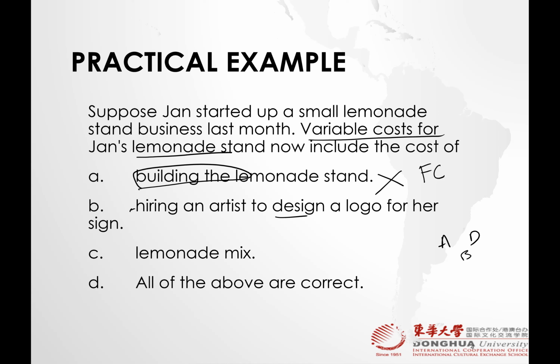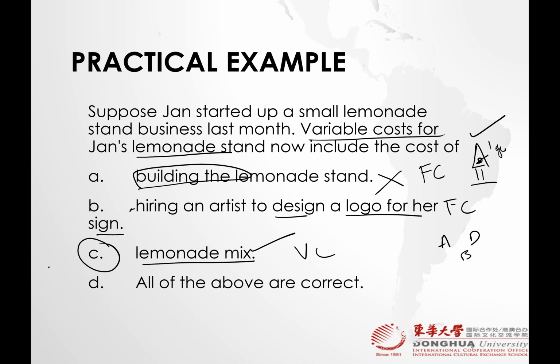Hiring an artist to design a logo for her sign. Is this a one-time cost or an every-time cost? No, this is also a fixed cost. Lemonade mix: the more lemonade you sell, the more lemonade mix you need. So this is called variable cost. The answer is C, right?